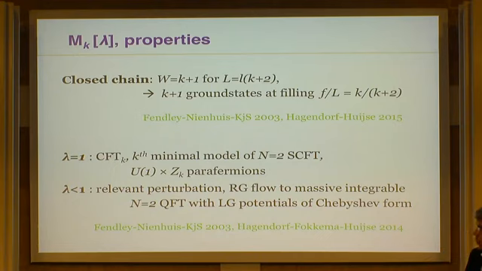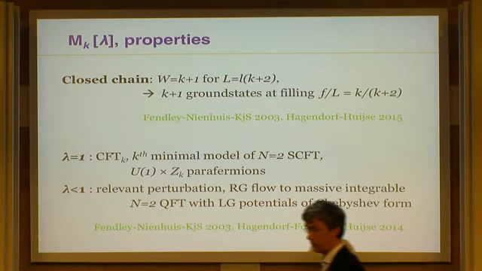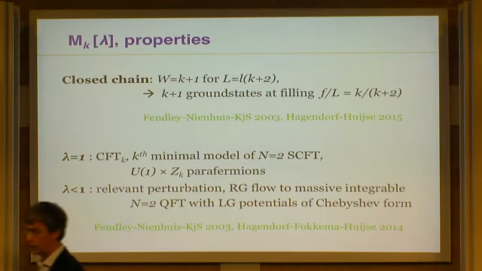If you move away, lambda less than 1 is the staggering that opens the gap. There's an RG flow, and you get a massive integrable field theory, one of the famous ones studied long ago by Fendley, Intriligator and company: Landau-Ginzburg superpotentials of Chebyshev type, which are the magical integrable N equals 2 massive QFTs. So we land on precisely those, which is quite remarkable. To have that, we need to tune these staggerings to be very special and precisely follow the integrable path, so to say.